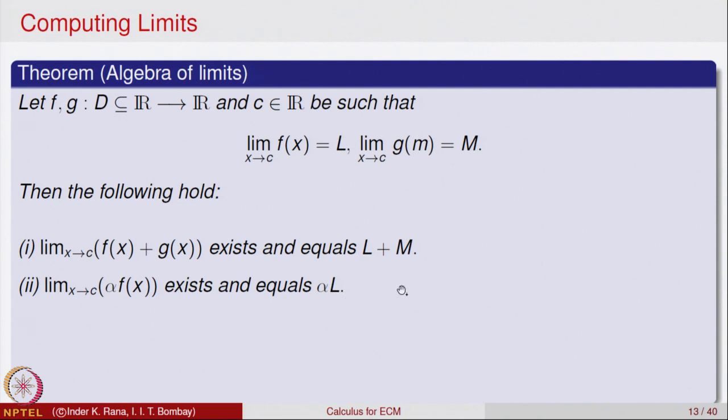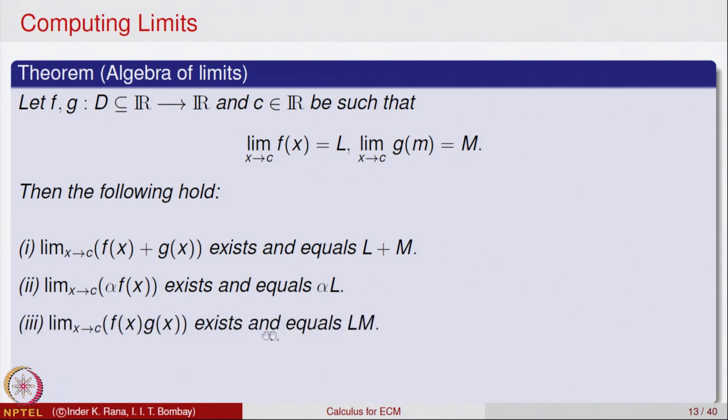So, a scalar multiple of the function has a limit that exists and is equal to the same scalar multiple of the corresponding limit. As a consequence of this, if I take alpha equal to minus 1, then the limit as x goes to C of minus f(x) will be equal to minus L. That can be combined with the earlier result to say that the limit of f(x) minus g(x) will be equal to L minus M.